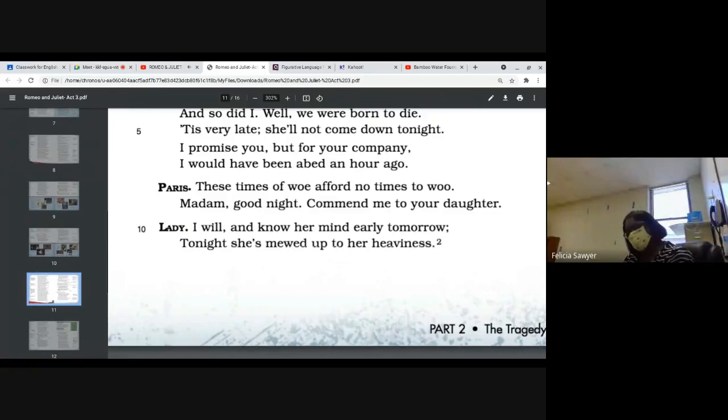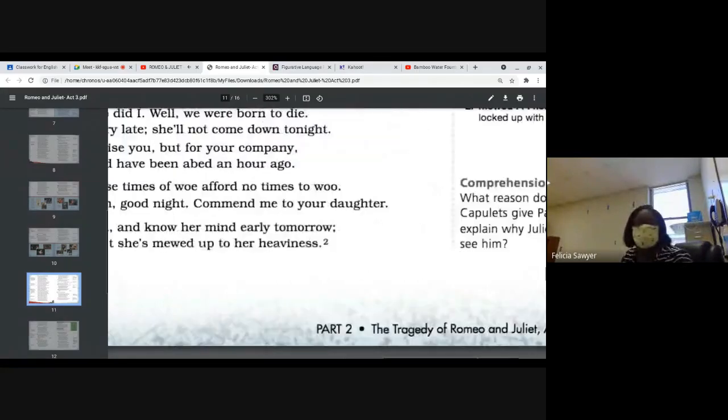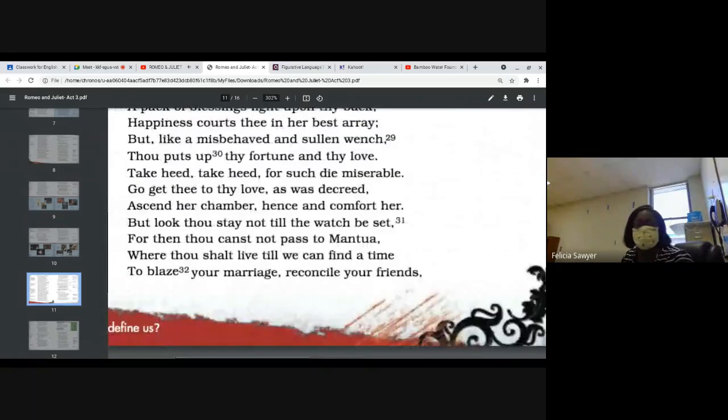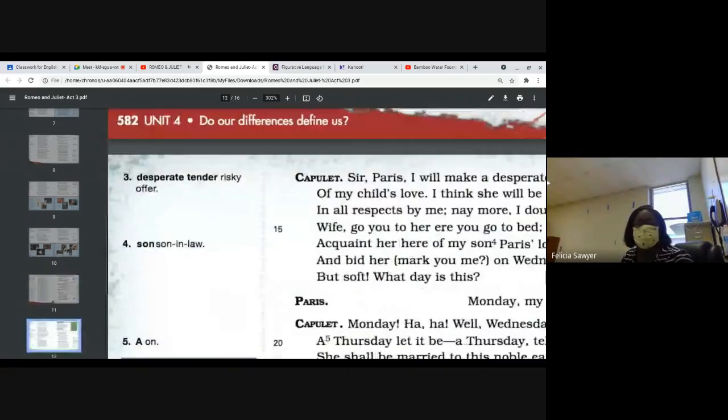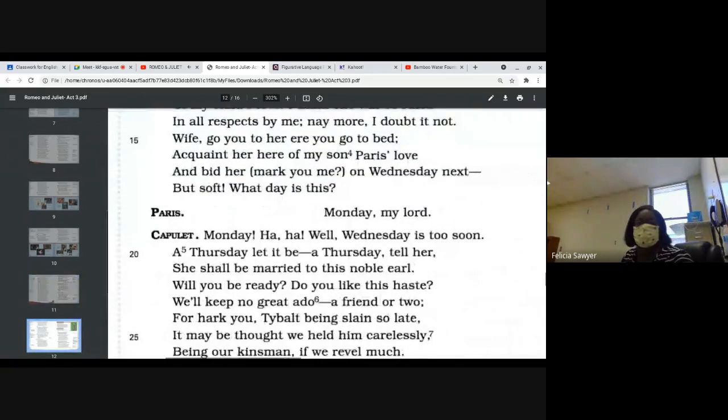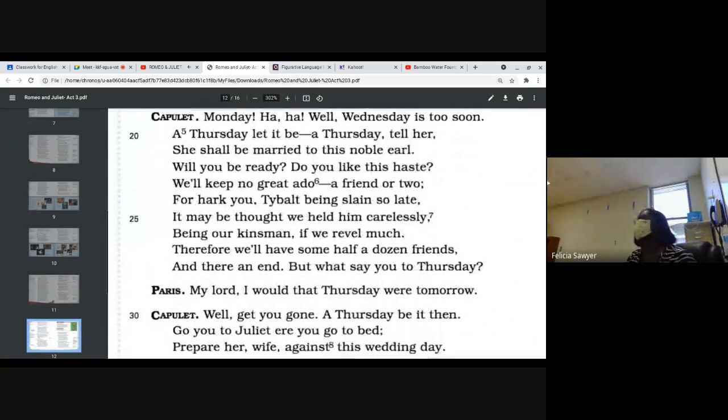Sir Paris, I will make a desperate tender of my child's love. I think she will be ruled in all respects by me. Nay, more, I doubt it not. Wife, go you to her ere you go to bed. Acquaint her here of my son Paris's love, and bid her, mark you me, on Wednesday next. But soft, what day is this? Monday, my lord. Monday. Well, Wednesday is too soon. Thursday let it be. A Thursday, tell her. She shall be married to this noble earl. Will you be ready? Do you like this haste?